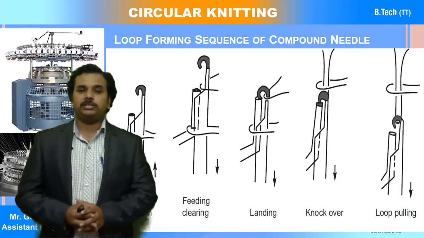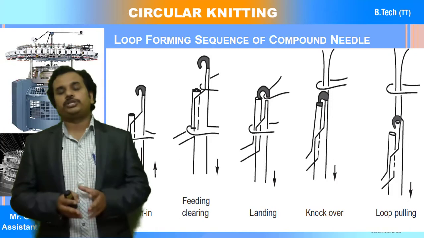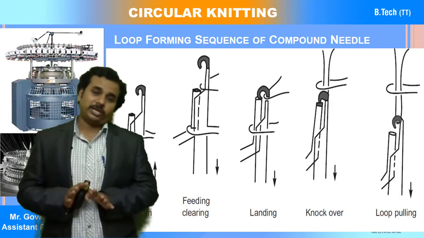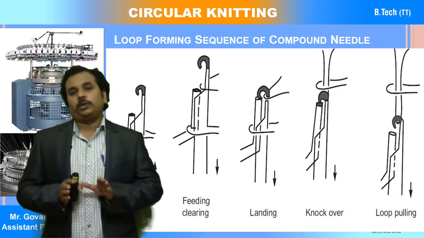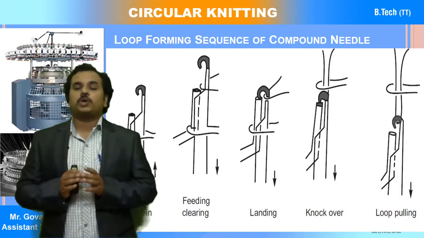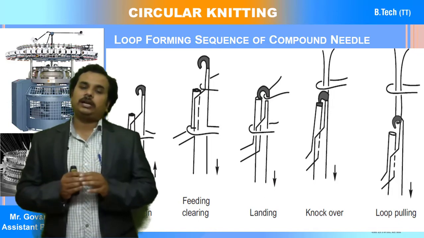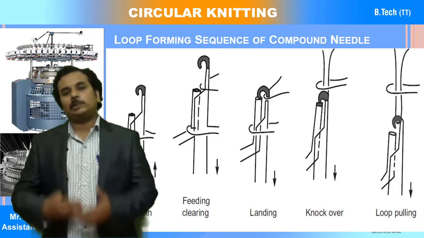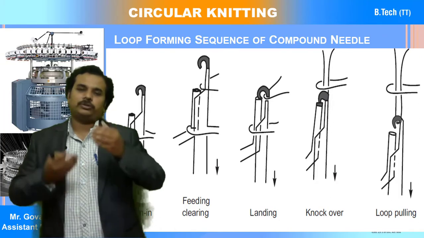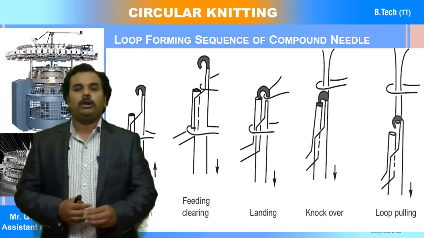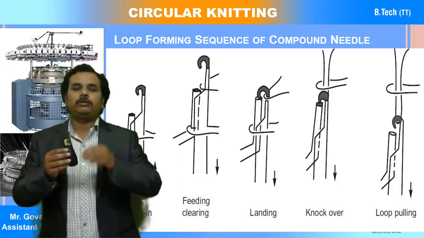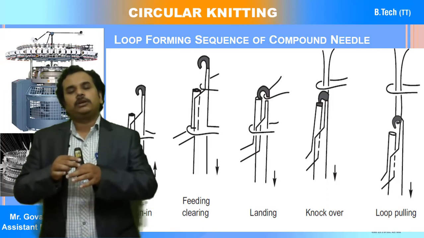So the first step is the run-in position, where the old loop is on the needle stem and the closing element part. Now in the second stage, the needle rises up completely, and after rising up, the old loop is lowering down on the stem. Only the needle is rising up; due to the needle rising up, the old loop is going down.